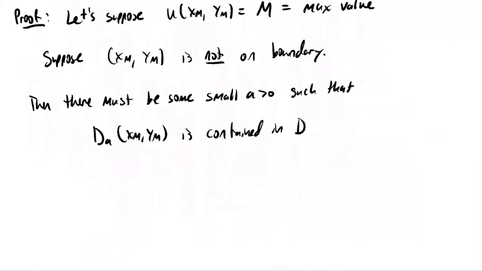And so what we do now is we find such a disk for some very small parameter a, and let D_a of xm, ym be that disk. Since this disk is contained in the domain, u is harmonic in this disk.